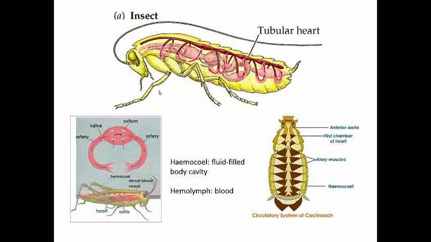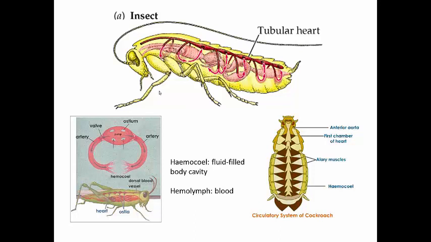Insects do something a little bit different. They have this open circulatory system. It doesn't have those tubes. It doesn't have arteries or veins or capillaries. Instead, the insects have this big body cavity called the hemocoel. So this hemocoel is filled with fluid, and that fluid moves the substances around. This fluid is the insect version of blood that we call the hemolymph. So hemolymph fills the hemocoel.